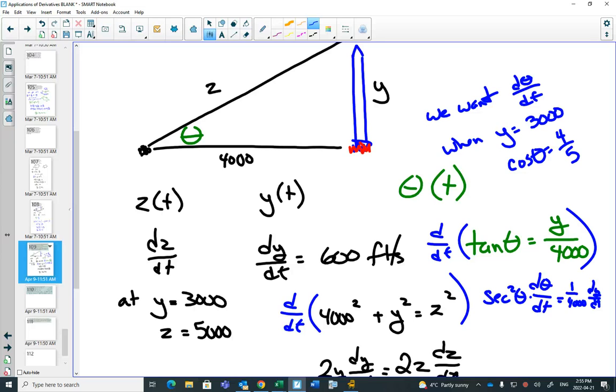And then secant of theta would be 5/4. So plugging things into my equation, secant squared theta will be 25 over 16 d theta dt. dy dt we already knew to be 600.